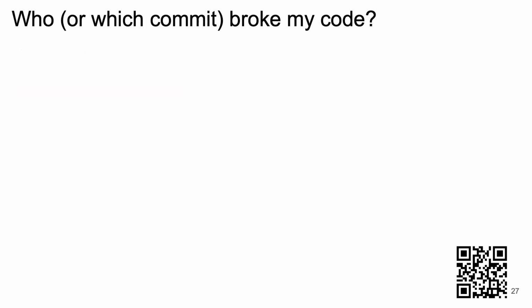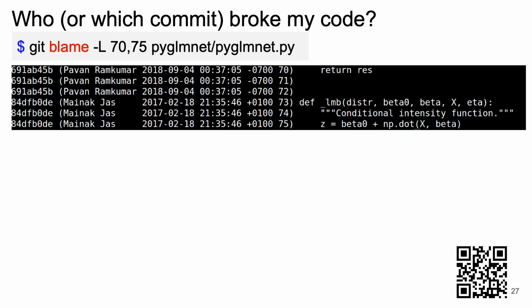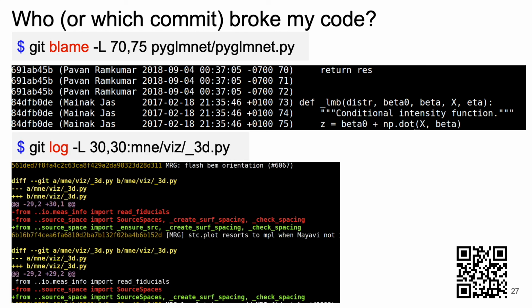Another thing that you might be interested in is who broke my code? I've been working so hard on this project and someone else broke my code. Who did it? So for that, you have git blame. You can say git blame, you can tell the line numbers, and you can also do this from the online interface. You can just click blame, and it will tell you for each line who touched that code. And you can also look at the git log for specific lines. So you can see what are the commits that touched a specific line of code in the past.